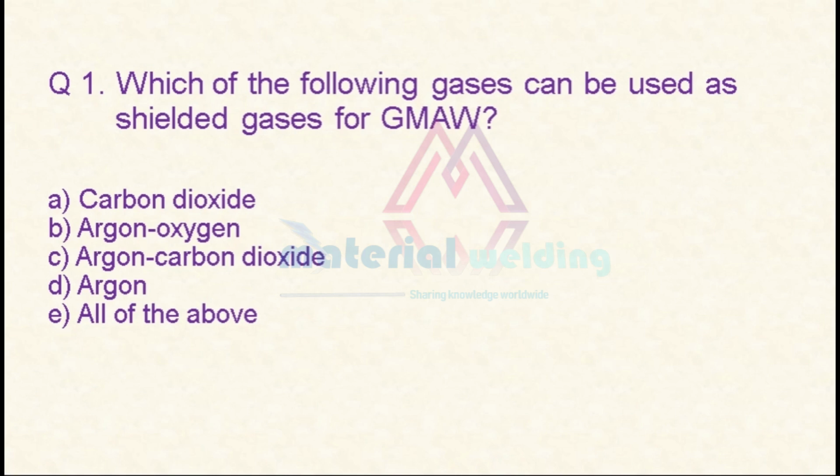Question 1. Which of the following gases can be used as shielding gases for GMAW? A. Carbon dioxide. B. Argon oxygen. C. Argon carbon dioxide. D. Argon. E. All of the above.